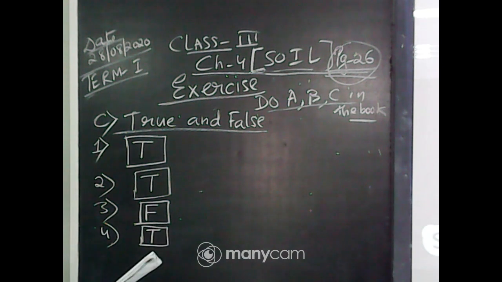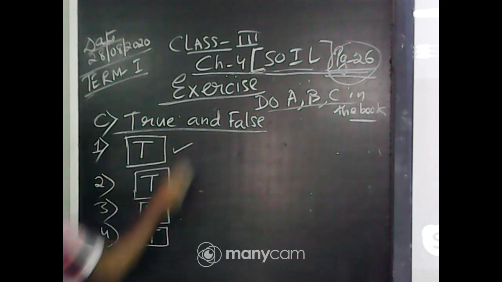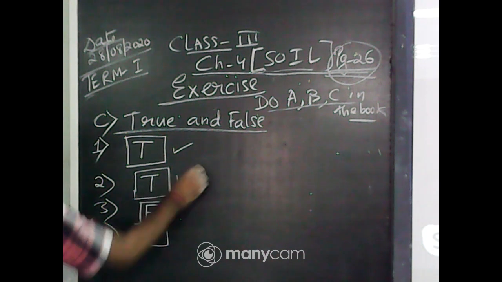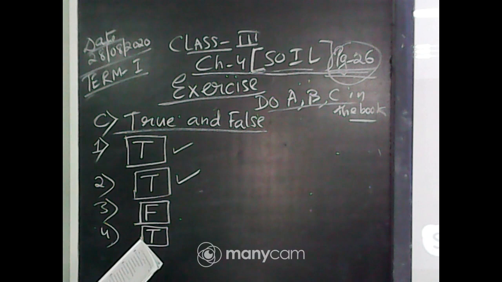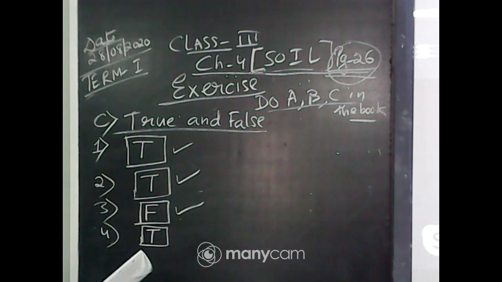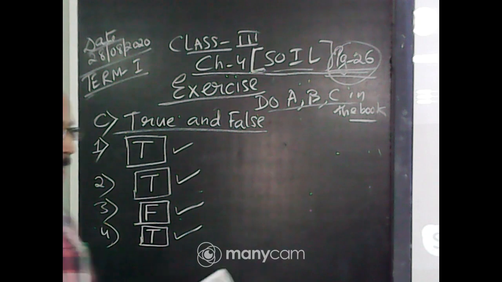So, number 1, loamy soil is good for plant growth. It is true. Soil is home to many animals. It is also true. Number 3, the lower layer of the earth is called soil. It is false. And number 4, earthworms are often called farmers' friends. It is true. So, we have completed our ABC.